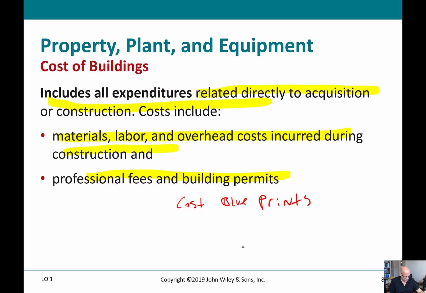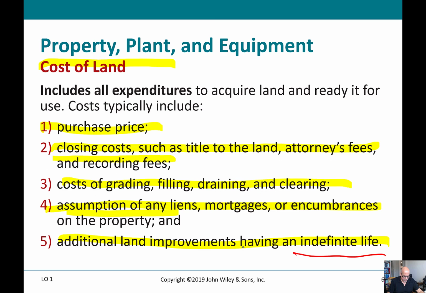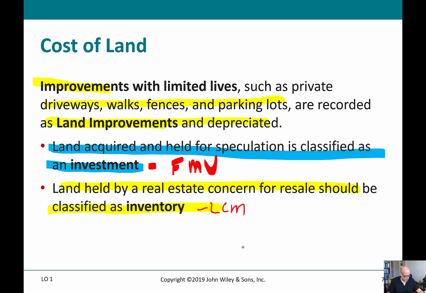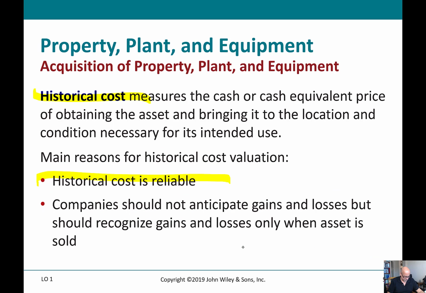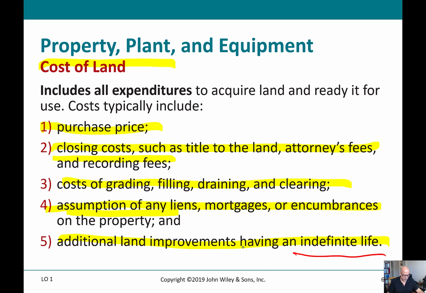Now I want to go back because I want to make sure that I cover something on the cost of the land. For some reason, I'm not seeing it here, so it might come up later, but I want to make clear that if we have to tear down, say, an old building, the cost of tearing down that old building is part of the cost of the land because we're getting the land ready so we can start the process of the building.